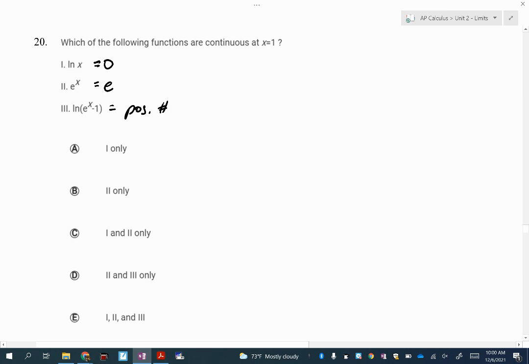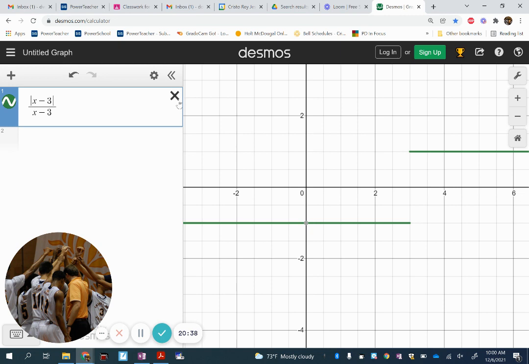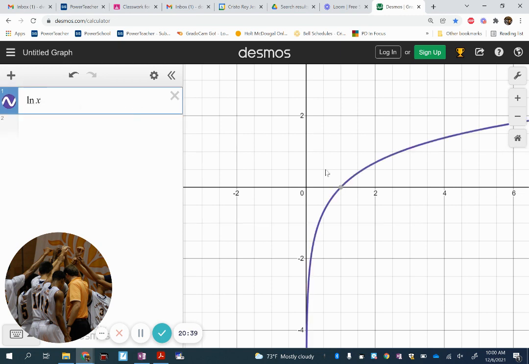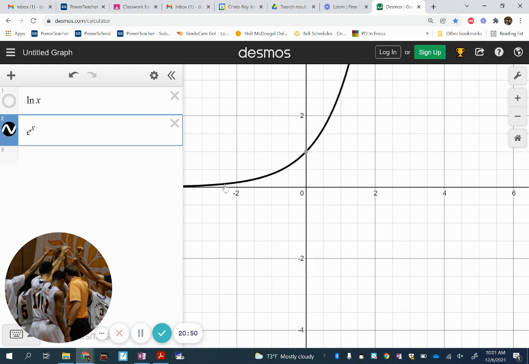Let's go to Desmos, and I'll type them in, and you can confirm visually that these are going to be continuous at x equals 1. We'll start with the natural log of x. There's x equals 1. It's actually, as we noticed, our x-intercept, so continuous from the left and from the right, no problems there. Then we have e to the power of x. Again, at 1 it's going to be (1, e), which is approximately 2.718, so no problems there.